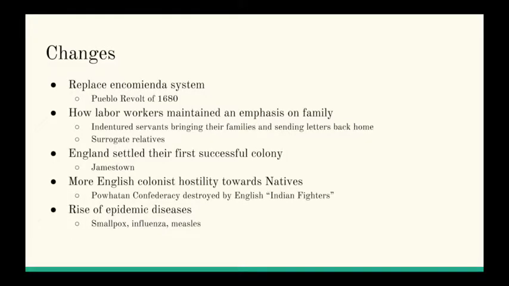So, a change that could be for this time period would be the replacement of the encomienda system, which was developed by the Spanish, but this was replaced because of the Pueblo Revolt of 1680.